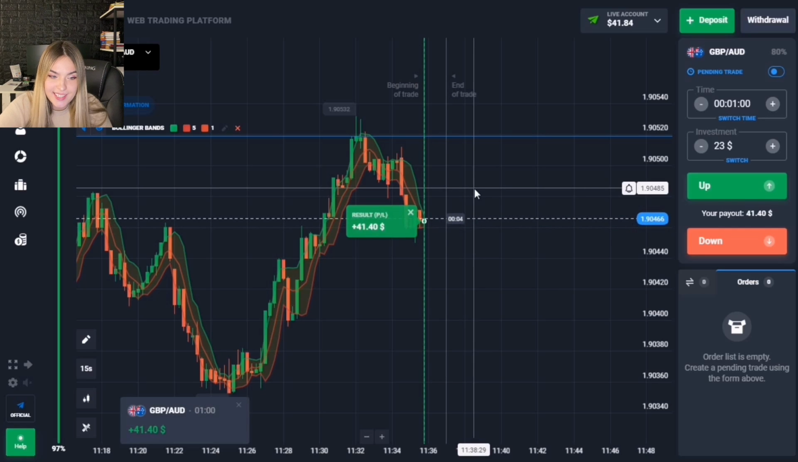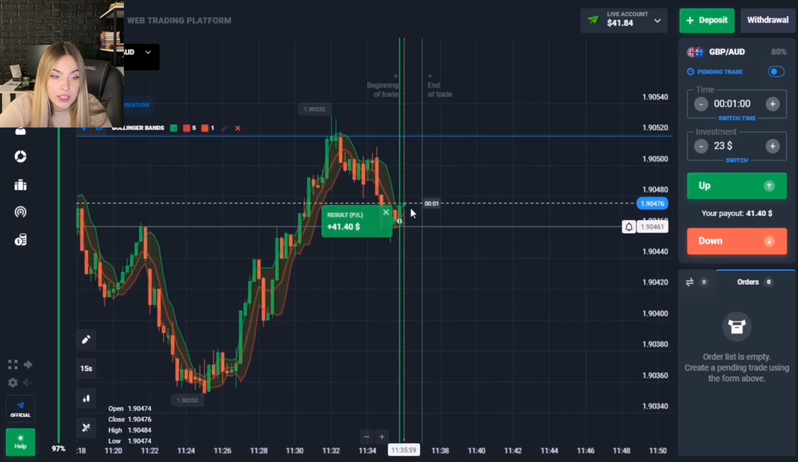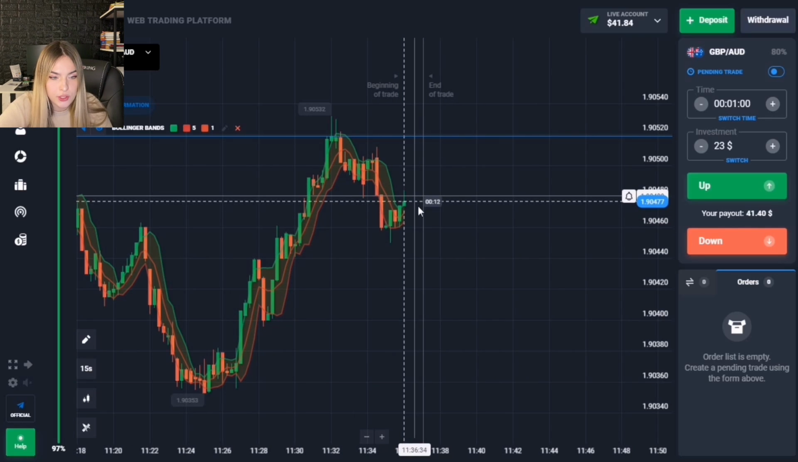Quite well, friends. There was a pullback up and we get a profit. The indicator showed us a good entry point. Let's continue to look for a similar situation.